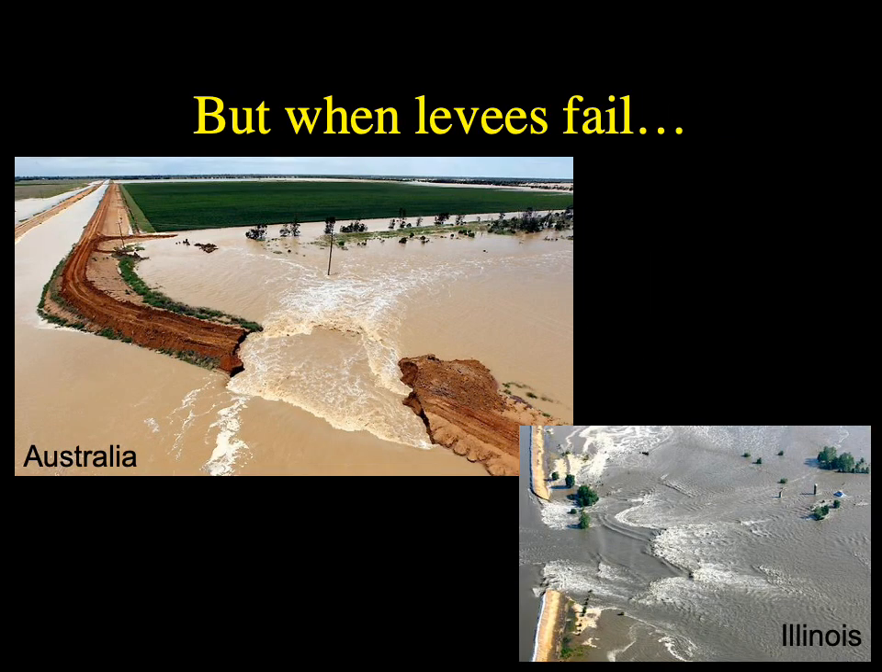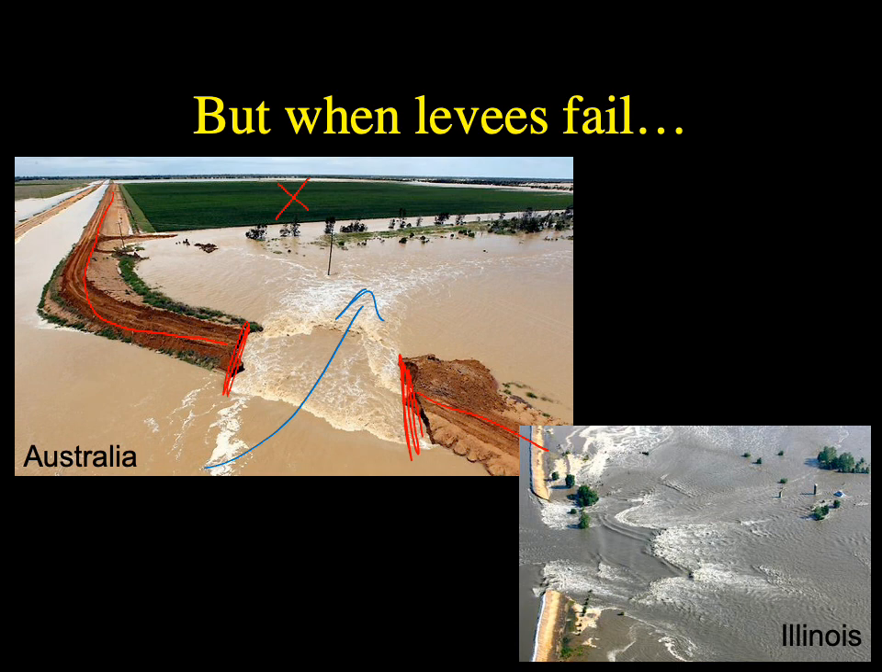Here are some examples, not about Hurricane Katrina, but levees. Here's a levee that was built along here to keep river water from hitting these agricultural fields behind it. And now, of course, you can see that the levee has failed. So literally just the sediment has collapsed, and now all the water from the flood is rushing in and has flooded all the agricultural fields.